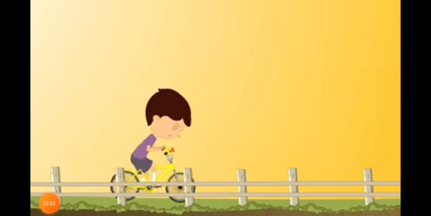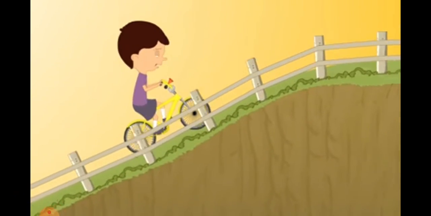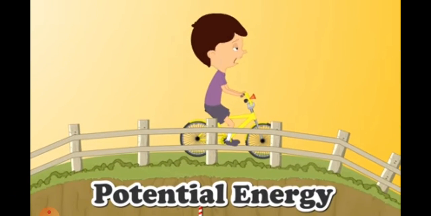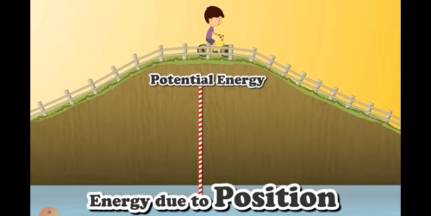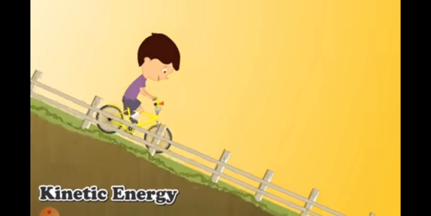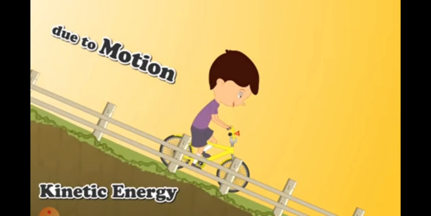See children, now I will show you one example of potential energy. See here, this boy is climbing a small hill, and what happens? Because of the specific state or position, energy due to position. Because of this, the cycle comes down. There was a particular height, potential was gained, and then while coming down, he doesn't have to pedal the cycle.